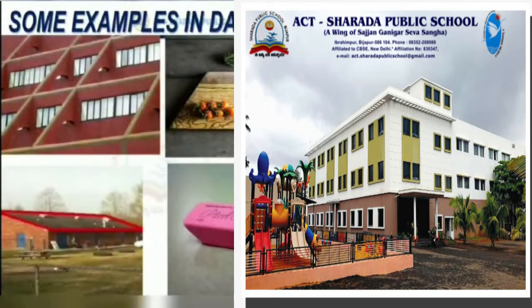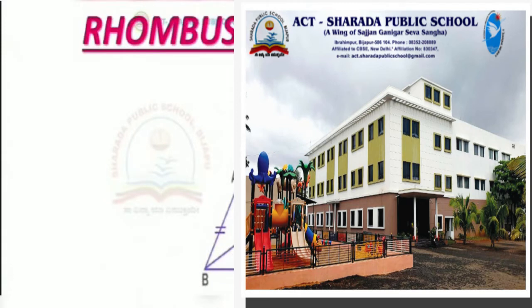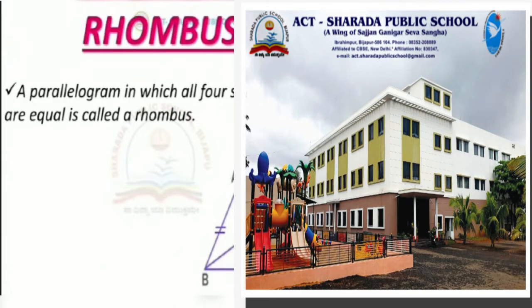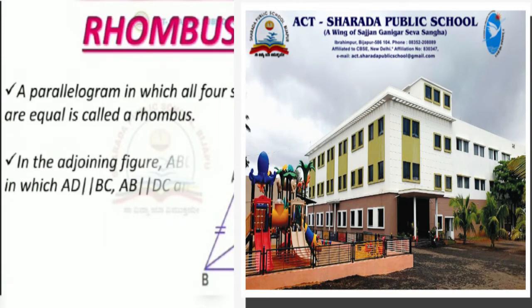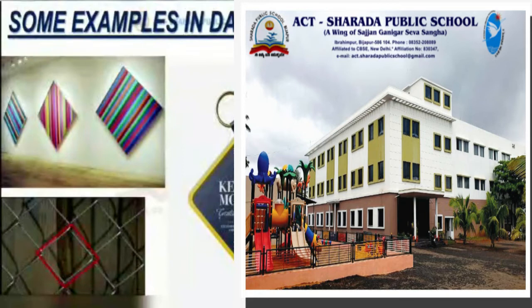Some examples of parallelogram which are used in our daily life are window, wood, roof of the building, eraser, and so on. So our next shape is rhombus. A parallelogram in which all four sides are equal is called a rhombus. In the given figure, ABCD is a rhombus in which AD is parallel to BC, AB is parallel to DC, and AB is equal to BC is equal to CD is equal to DA. Some examples of rhombus which are used in our daily life are wall hanging, keychain, and so on.